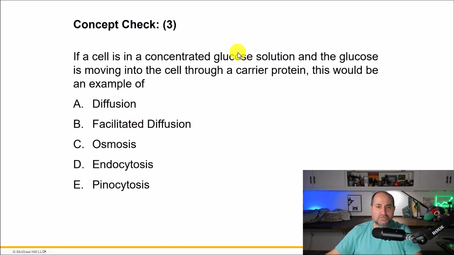Remember, the glucose is crossing into the cell, but is it going into the cell directly through simple diffusion? No, it's going through a carrier protein. A carrier protein is a protein that allows this solute to cross in. So remember, that means facilitated diffusion. Does that make sense? I hope that makes sense to you.